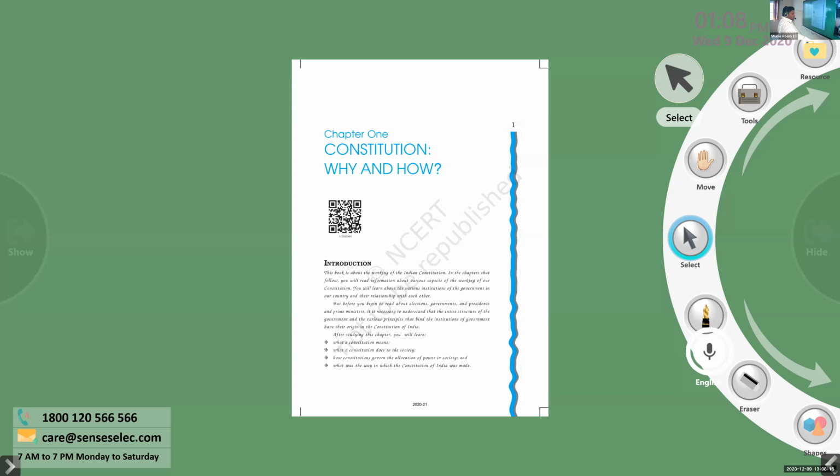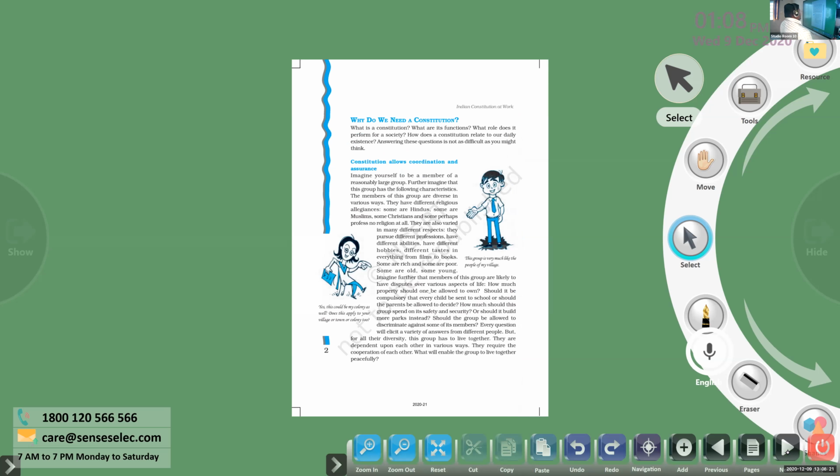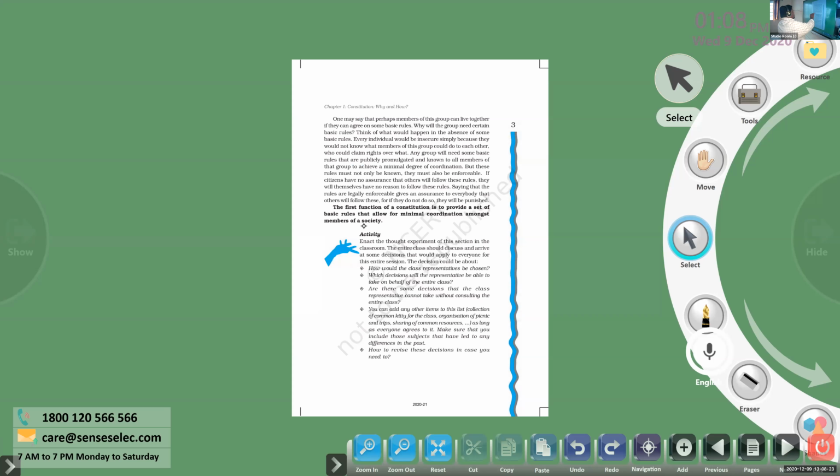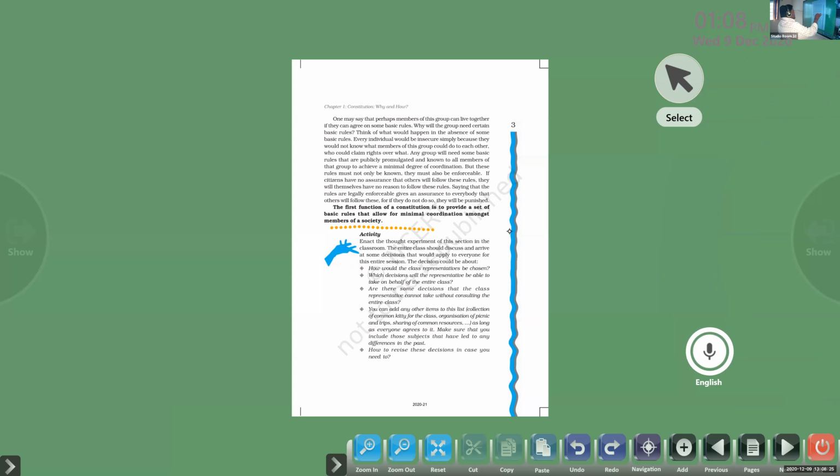Okay, so far we discussed the objectives of the Indian Constitution. What are the objectives there? If we studied here, first of all, the first function of the Constitution is to provide a set of basic rules that allow for minimal coordination among the members of the society.